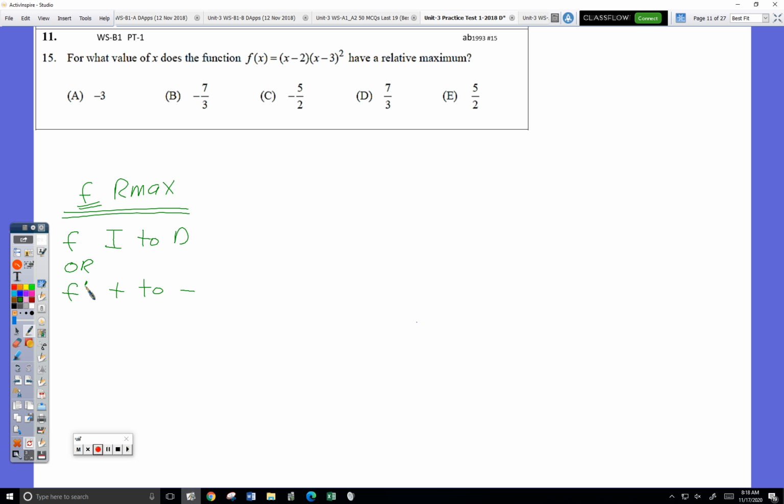The key thing here, though, is to notice that this note about F prime is not talking about a relative max on F prime. It's simply giving a way to find the relative max on F by observing F prime.